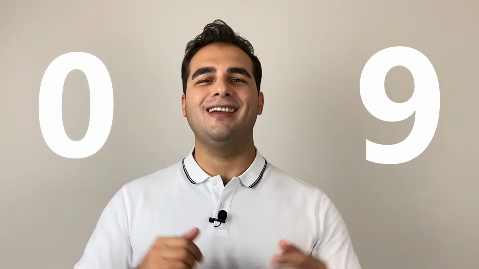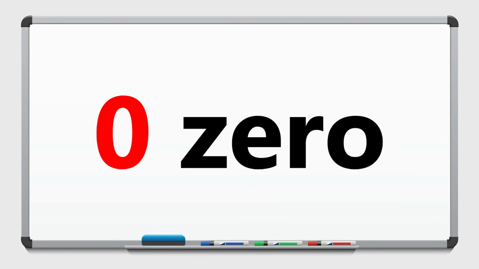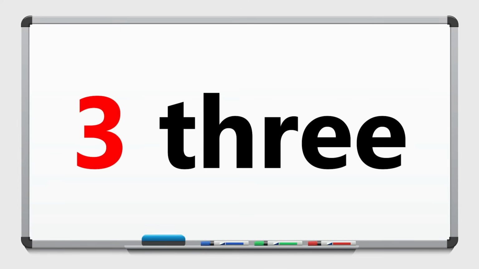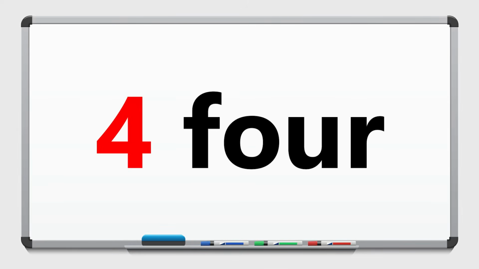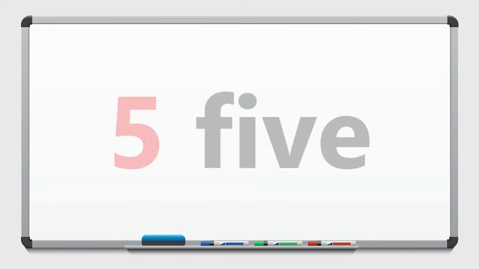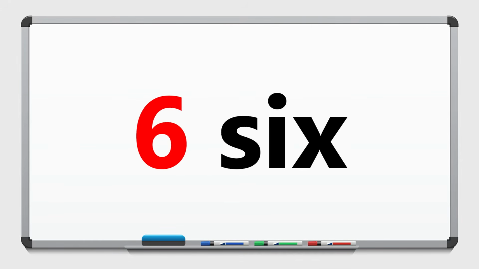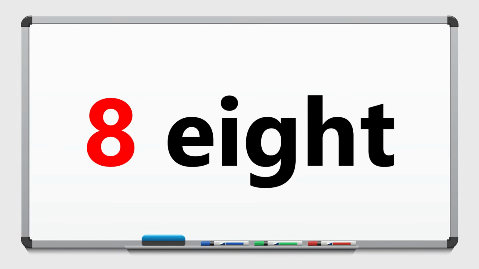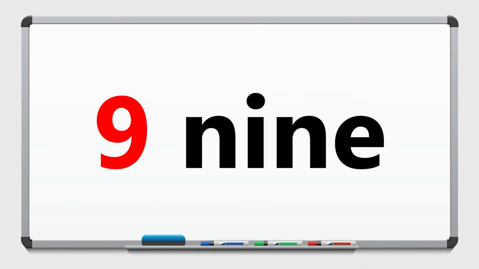As I said earlier, I'm going to talk about English numbers today. Let's begin with numbers 0 to 9. 0, 1, 2, 3, 4, 5, 6, 7, 8, 9.